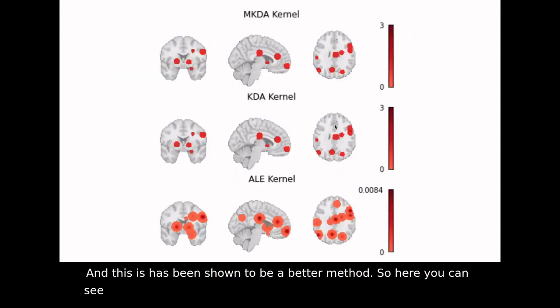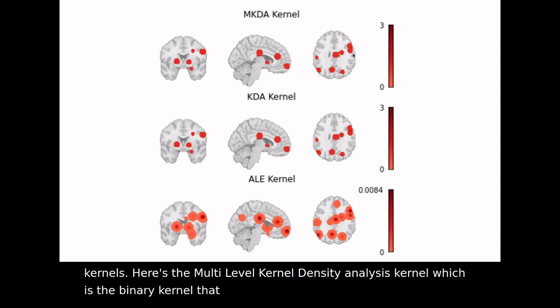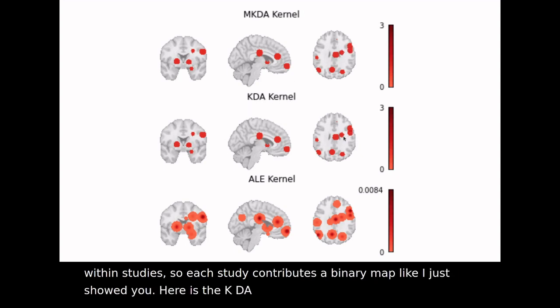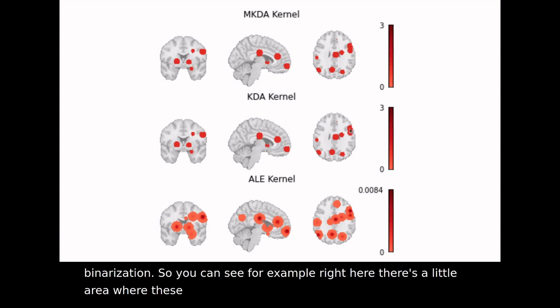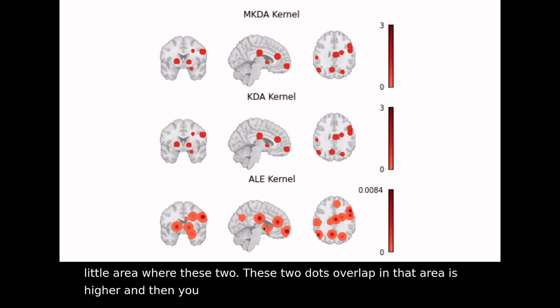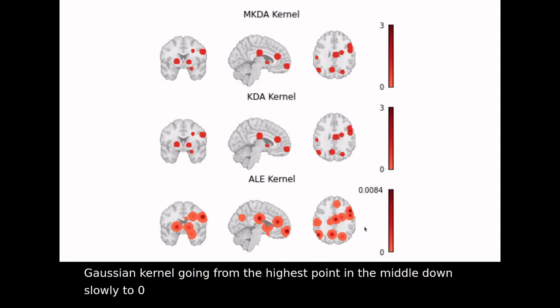So here you can see the same data meta-analyzed with different kernels. Here's the multi-level kernel density analysis kernel, which is the binary kernel that's binarized within studies. So each study contributes a binary map, like I just showed you. Here's the KDA kernel where they don't do that binarization. So you can see, for example, right here, there's a little area where these two dots overlap, and that area is higher. And then you have the AL kernel, which was the continuous Gaussian kernel, going from the highest point in the middle down slowly to 0.